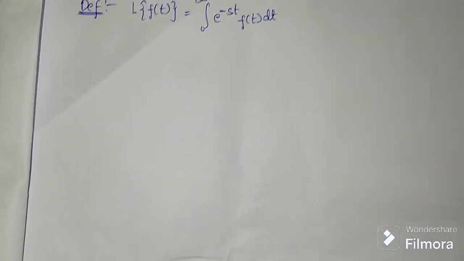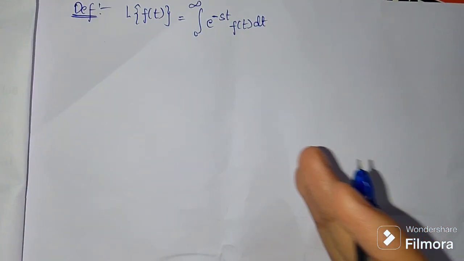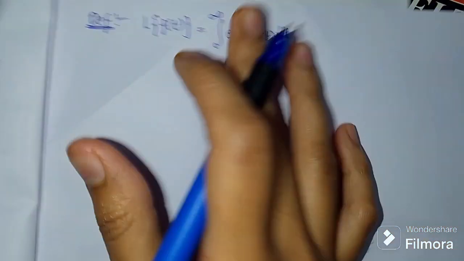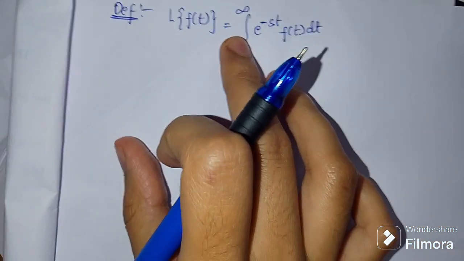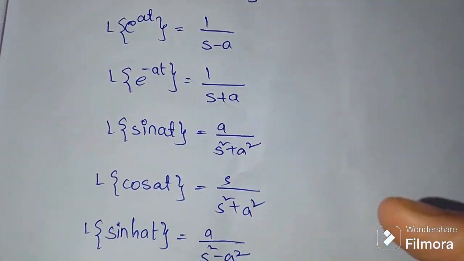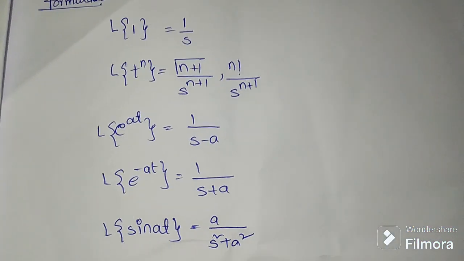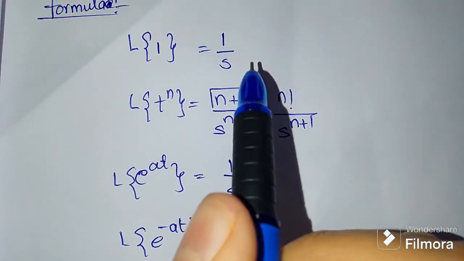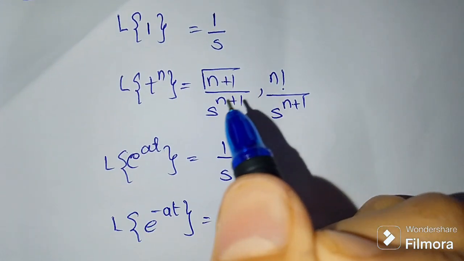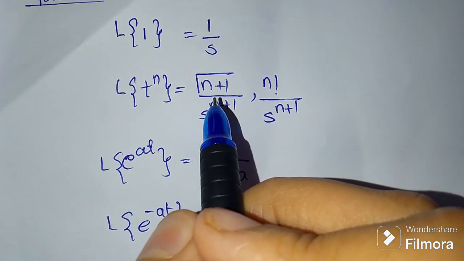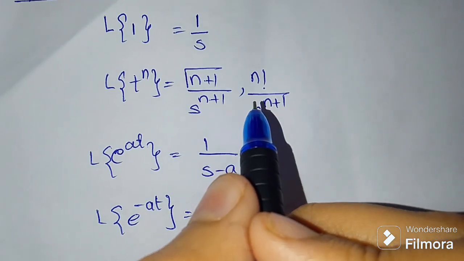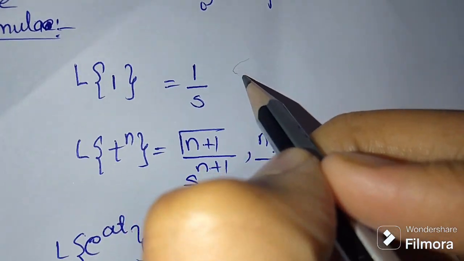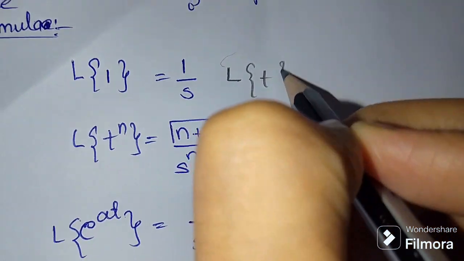While practicing, I'm also making the formula sheet side by side. As of now, we have learned the definition. Now we have to learn these formulas for sure. Laplace of 1, which is t power 0, is 1 by s. How did it come from this formula? This one we use for fractions and this one we use for positive numbers. Laplace of 1 is 1 by s. Laplace of t is, in place of n put 1.